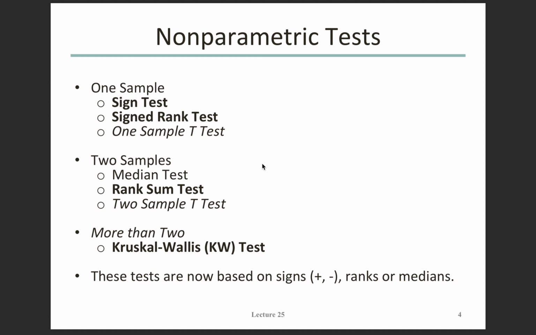Okay, so for non-parametric tests, let's see what's included. For one sample, there's the sign test and the sign rank test, and then weak, medium, and strong. This one is parametric already. For two samples, there's the median test, the rank sum test, and then the two sample t-test. If there are more than two samples, it's the KW test. These tests are based on signs, ranks, or medians, so they're weaker because you have less information, right?